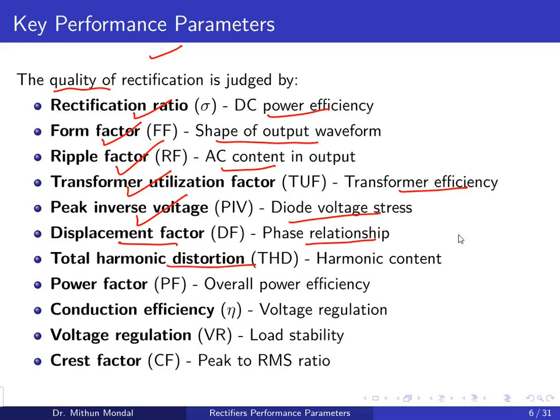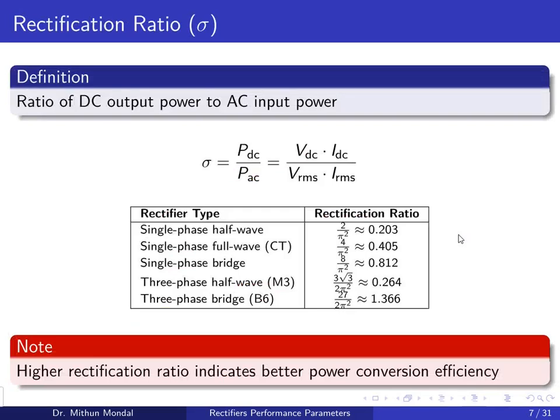Total harmonic distortion is where we calculate the harmonic content in the waveform. Power factor is what we determine for the overall power efficiency. Conduction efficiency determines the voltage regulation. Voltage regulation we determine for load stability. And crest factor is basically the peak to RMS ratio. So these are the performance parameters that need to be compared among different configurations of the rectifiers.